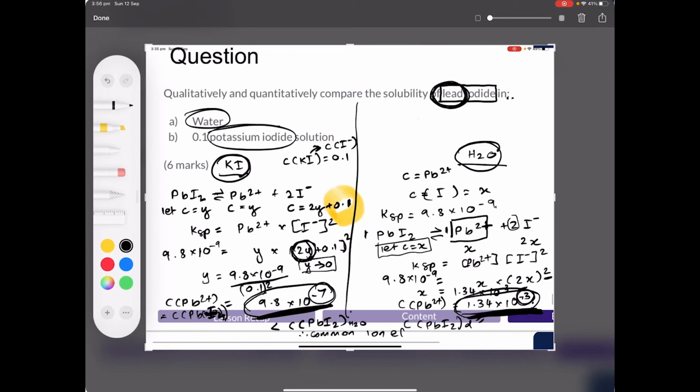So for qualitatively, do we just name drop the common ion effect, or do we have to somehow explain how it happens? Yeah, you have to explain how it happens. So who wants to give that a go? Verbally, Taha, give it a go.